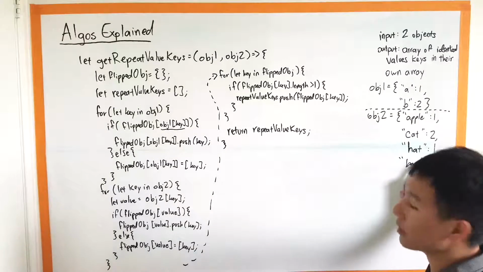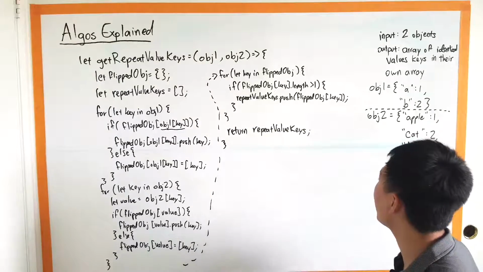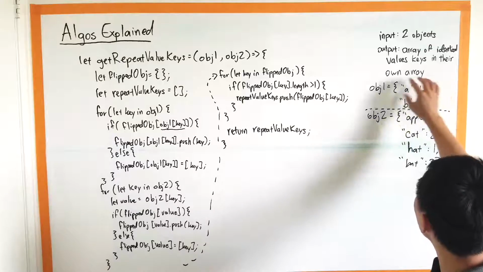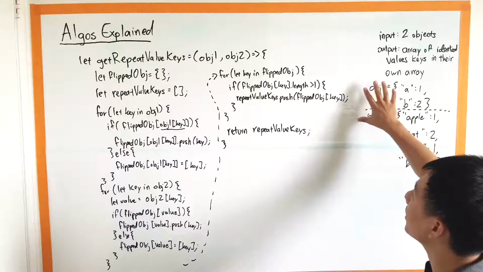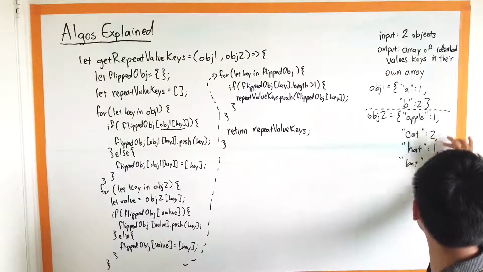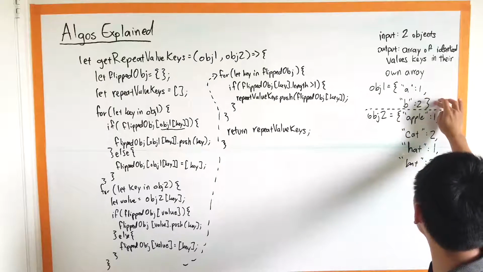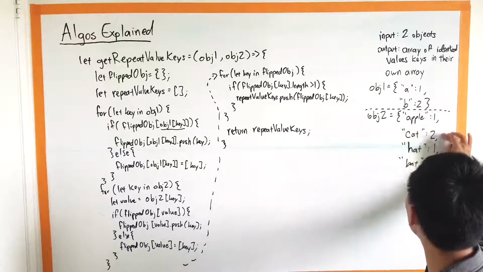That one we already know is not going to be in our output array because the value hasn't been repeated anywhere. We can just see from looking at our arguments right now that 1 has been repeated, so we're going to want to clump A, apple, and hat together. B has been repeated, so we want to clump B and cat together.